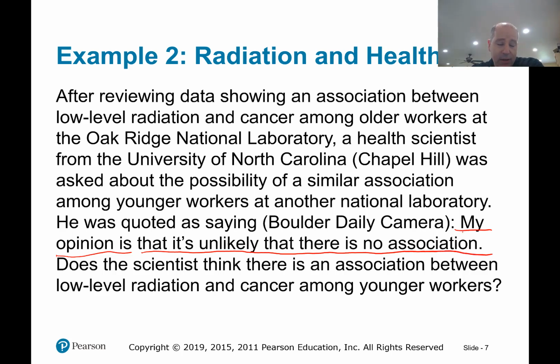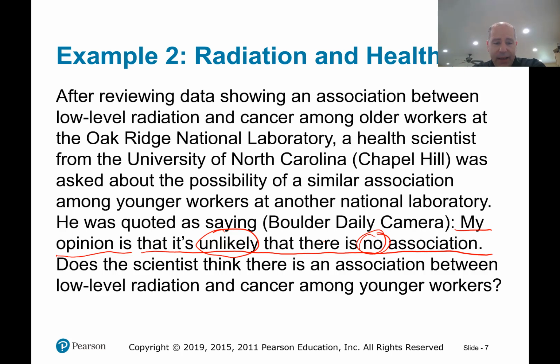So here's where we have to critically think and look at the words unlikely and no. When we're talking about probabilities and we say something is unlikely, we're saying that there's a low probability of something occurring, or a low probability that something is true. So unlikely would translate into a negation, into a no or a not. Okay, so in this case we've got two nots. He's saying it's unlikely that there's no association.